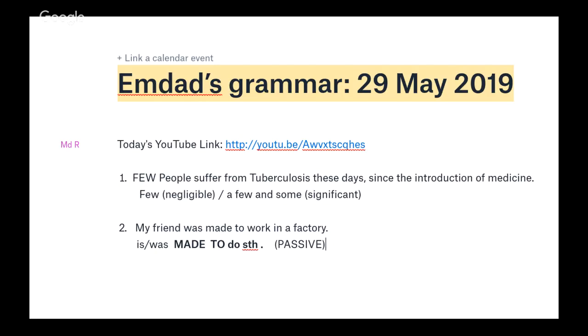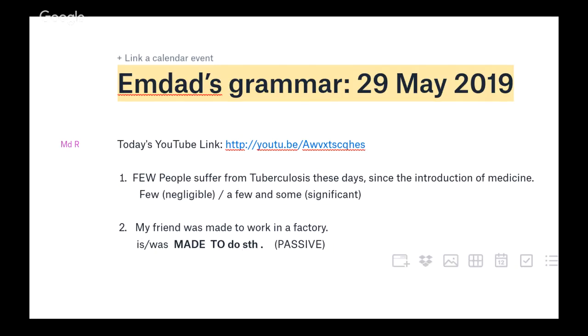He is made to follow the rules. The citizens are made to follow the rules. Is it clear? But I can't say citizens are made follow the rules. I have to use to. To is a must. So is, was, were, are, and then made to do something. Is it clear? So auxiliary must, made to do something.